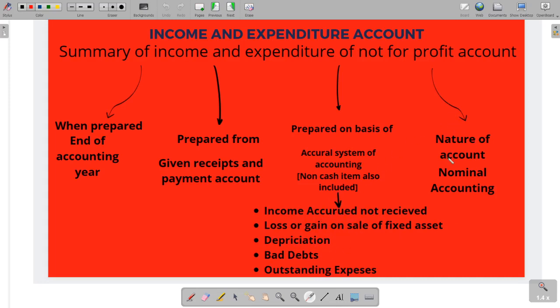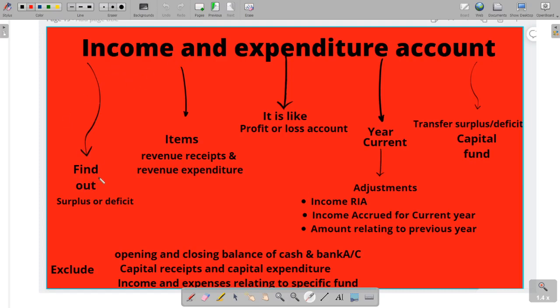Okay, what is the nature of the account? It is a nominal account. Next, why is it prepared? To find out surplus or deficit. What are the items which come into the income and expenditure account? Only revenue receipts and revenue expenditure. What does this account look like? It looks like a profit and loss account. For which year is it prepared? Only the current year. Adjustments will be taken, like income received in advance, income accrued for the current year, and amounts relating to the previous year.